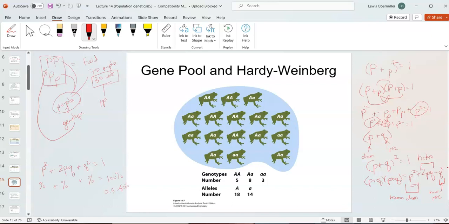And so they figured out that they can work out the frequency of the genotypes by only knowing this value. If we have Q squared, which represents homozygous recessive, we can figure out all the other ones. And this is how it works.